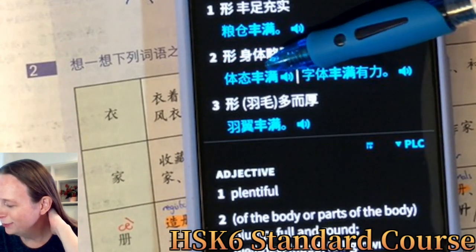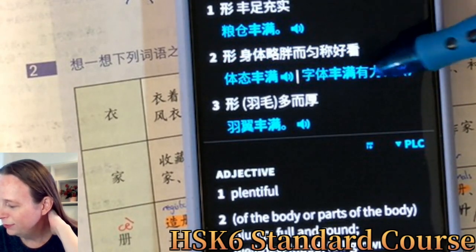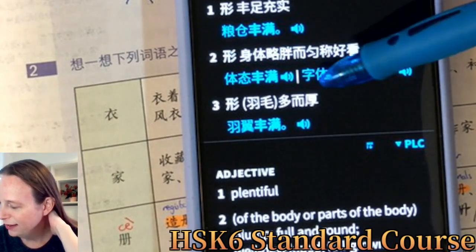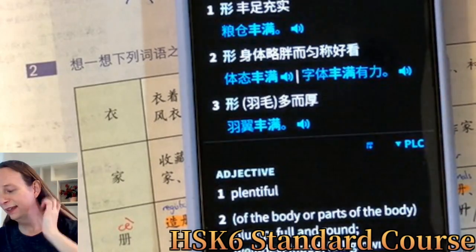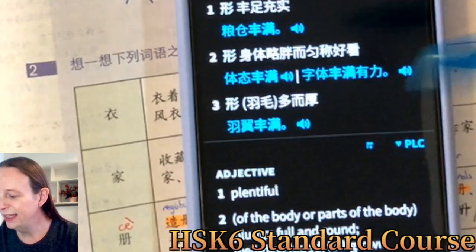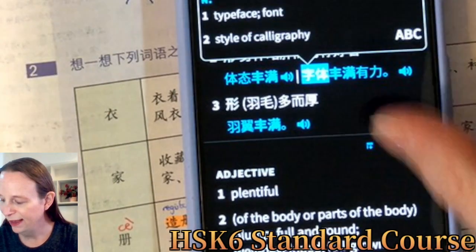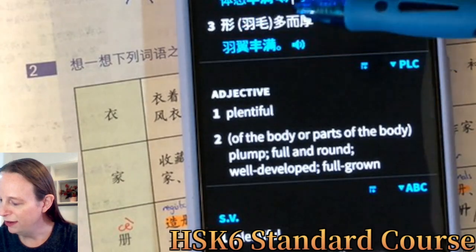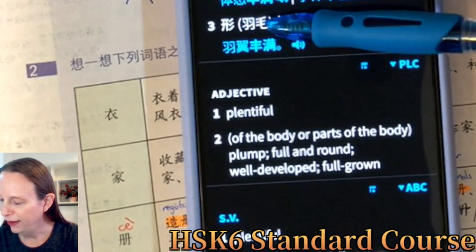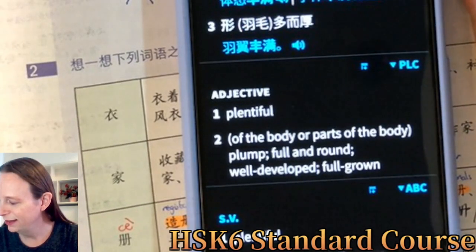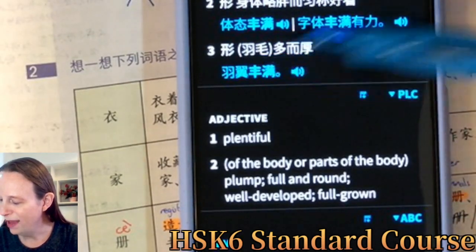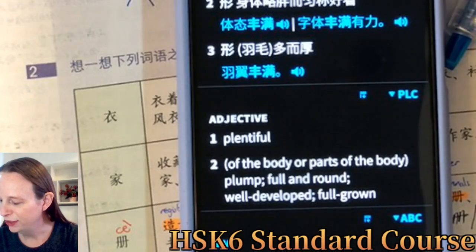体态丰富, 字体丰富有力. Sorry, 丰满. 字体丰满有力. 丰满. 字体 is your font, right? So what's this? I don't know how that's relevant. 羽毛多而厚. Okay, so we're talking about feathers. 羽翼丰满. Oh, so this is like plumage on a bird.